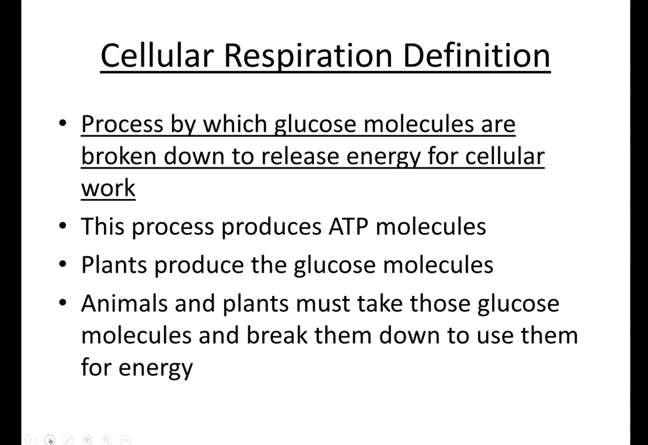Cellular respiration is the process by which glucose molecules are broken down to release energy for cellular work. This process produces ATP molecules. Plants produce the glucose molecules, and then animals and plants must take those glucose molecules and break them down to use them for energy inside our cells.